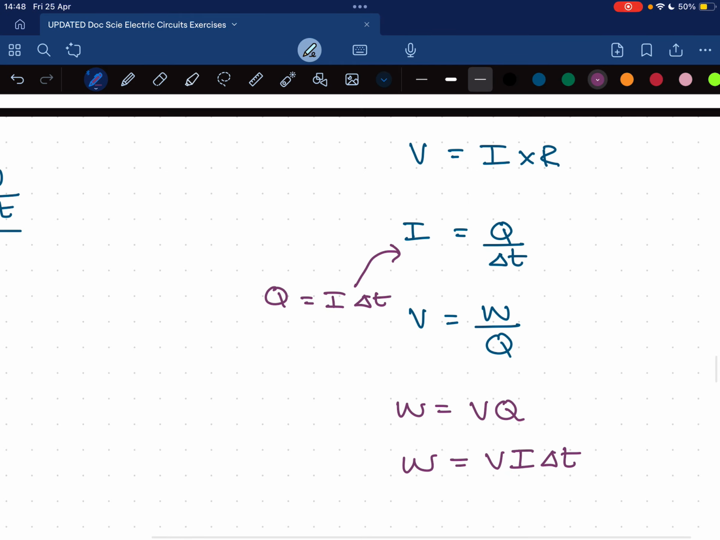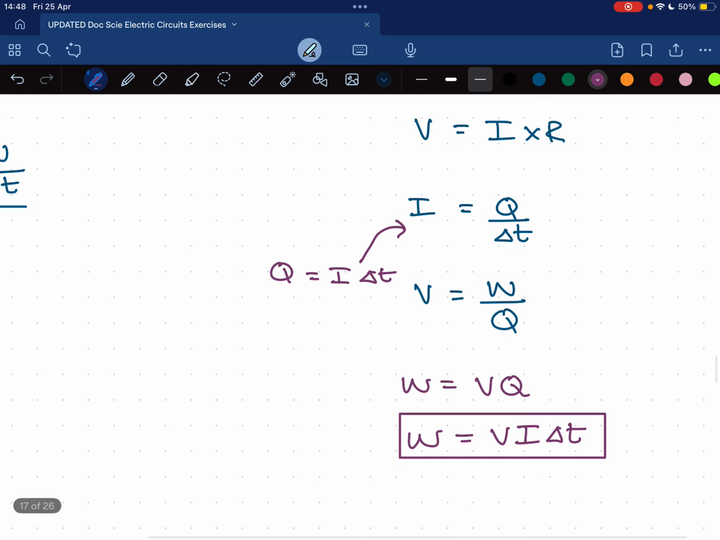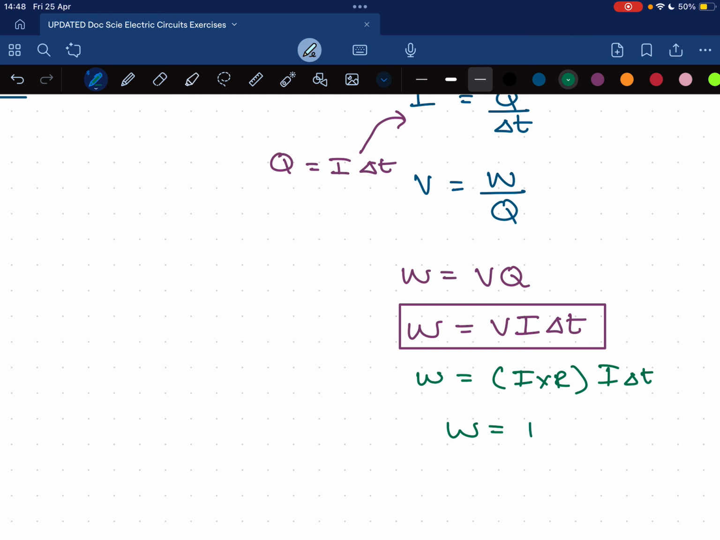Okay, the W. That would obviously then be the work. So it's just a way that we can get to a work equation. Okay, we could further elaborate on this, and using Ohm's law, we could say V is also equal to I times R. So we could even say that W is equal to I times R times I delta T, which is I squared R delta T.